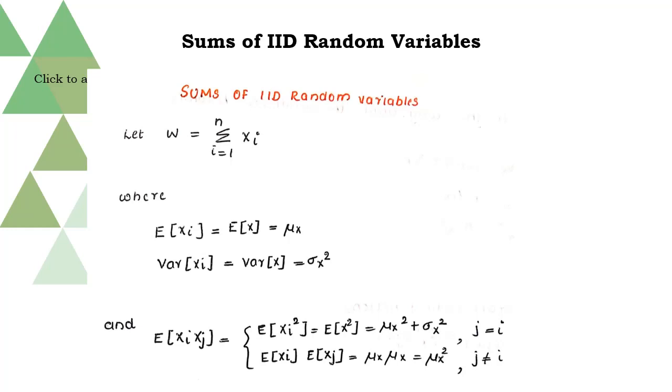Now we are assuming that i is not equal to j. If i is not equal to j, then expected value of xi xj can be written as expected value of xi multiplied by expected value of xj, because these two are independent random variables, so you can split and write it in this format. Therefore it will be equal to mu x into mu x, because the means of these random variables are the same, which is equal to mu x square.